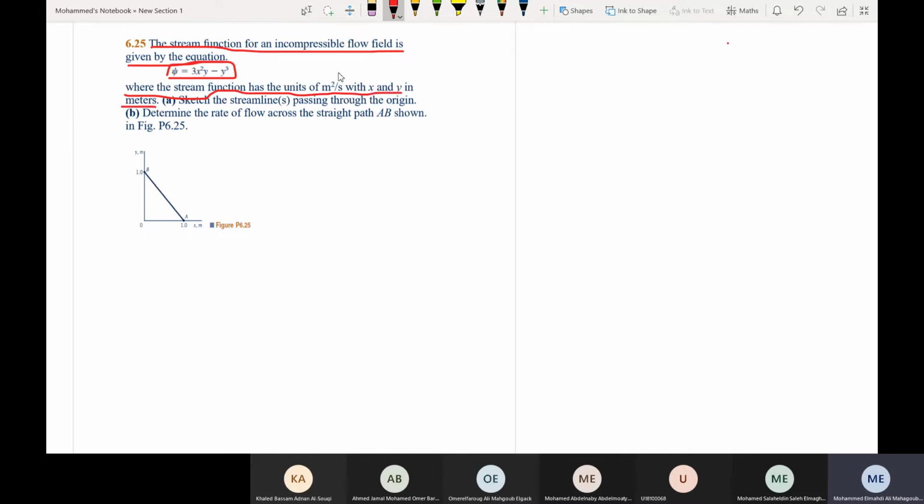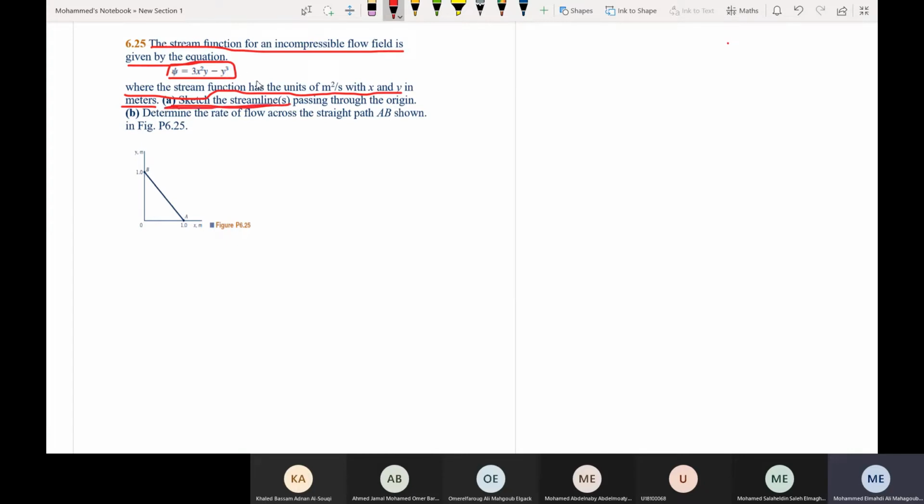So it's normal, or understandable, because the stream function per unit width is going to give us the volumetric flow rate, so it's meter squared per second. Sketch the streamlines passing through the origin and determine the rate of flow across the straight path. Part A is basically from fluid mechanics, not even from advanced fluids.